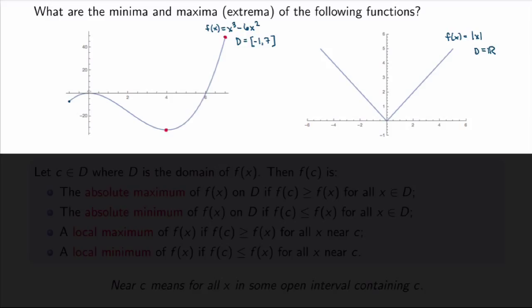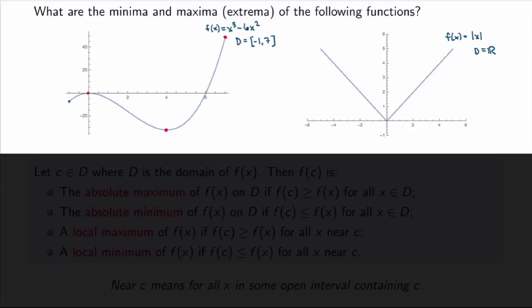But there's also something interesting happening here. So this is not an absolute max in the sense that this is not the maximal value of the function over the whole domain. But if we look at the values of the function near this point, then locally this is a maximal value. So we will call that a local max.